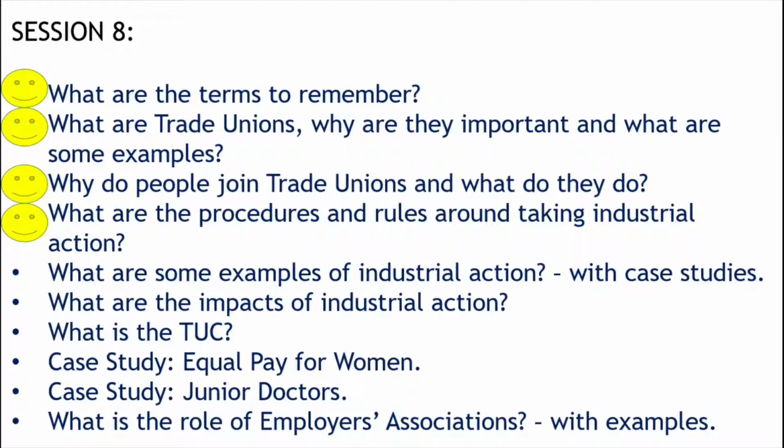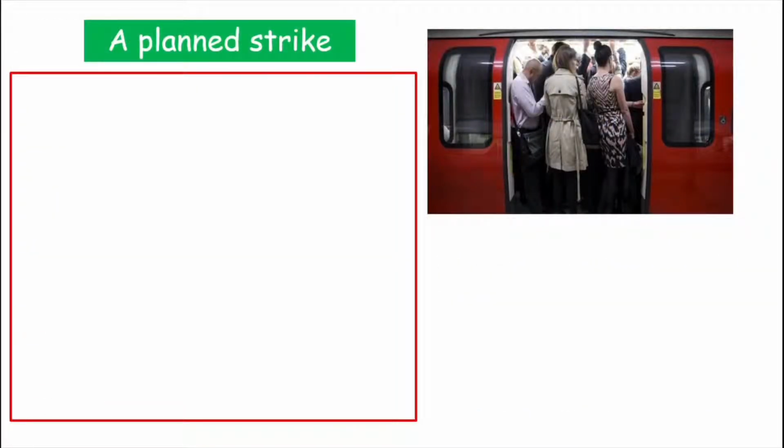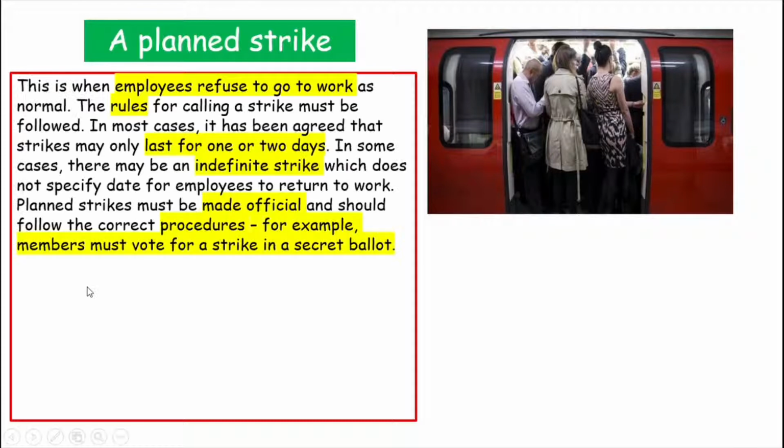We've just looked at the procedures and rules around taking industrial action. We are now going to move on to look at some types of industrial action with case studies. A planned strike is probably the most well-known type of industrial action. This is when employees refuse to go to work as normal. The rules for calling a strike must be followed. In most cases, it has been agreed that strikes may only last for 1 or 2 days. In some cases, there may be an indefinite strike, which doesn't specify dates for employees' return to work.